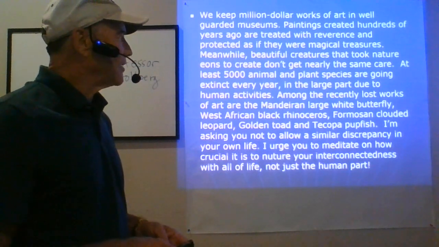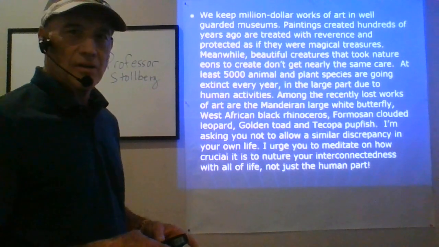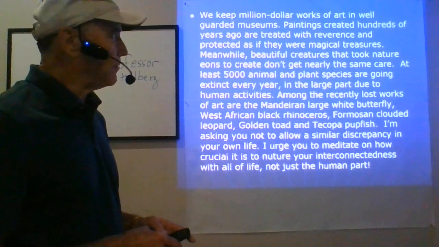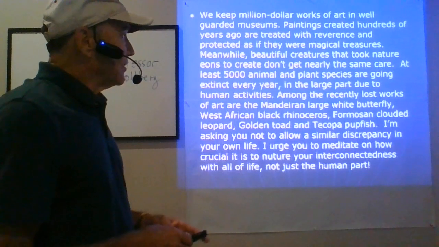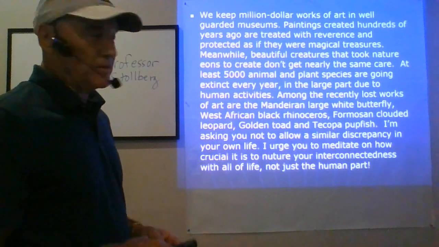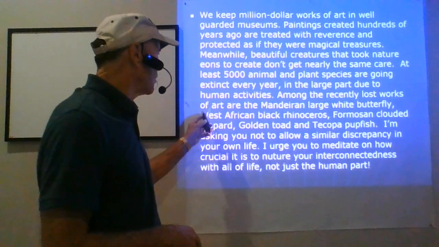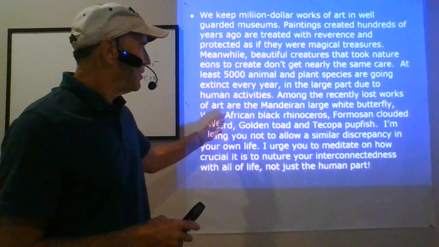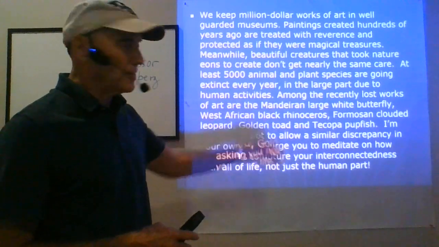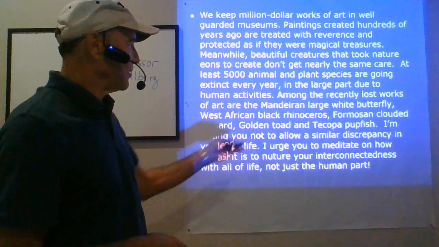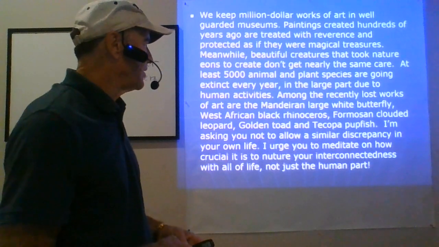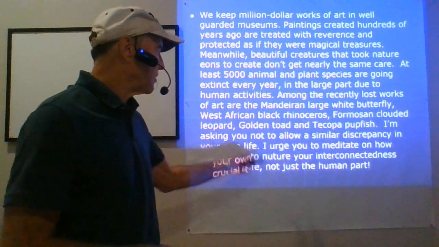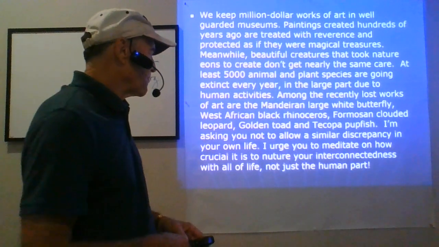At least 5,000 animal and plant species are going extinct every year, and this is from a while ago. It's probably worse now. In large part due to human activities, right? Among the recently lost works of art, and like I say, this is from years ago, there was a butterfly, a rhinoceros went extinct, a leopard went extinct. My gosh, a leopard, a toad, and a fish.